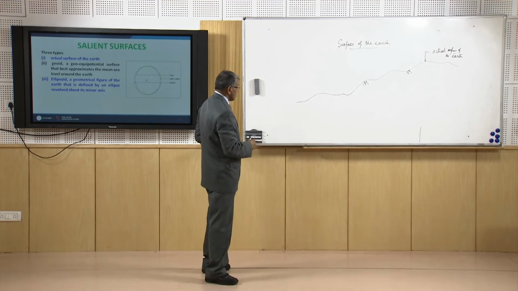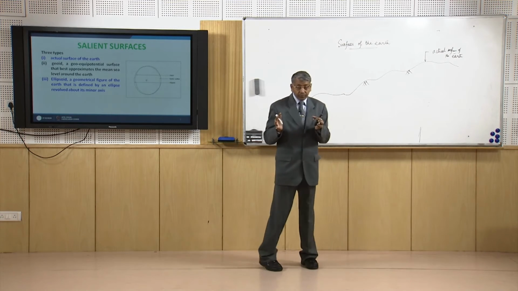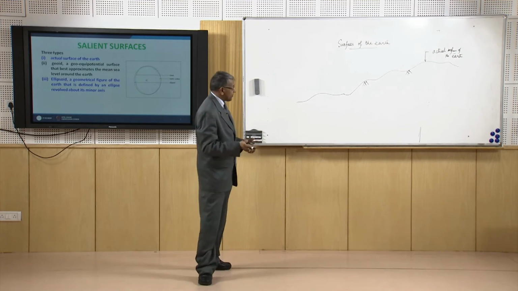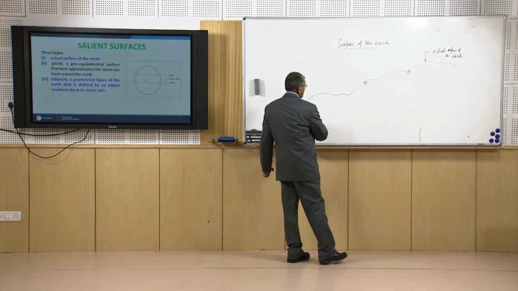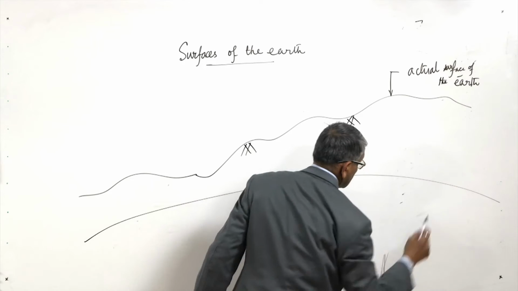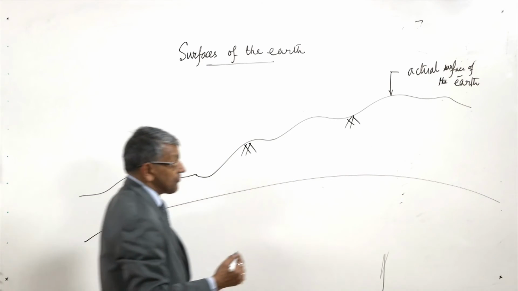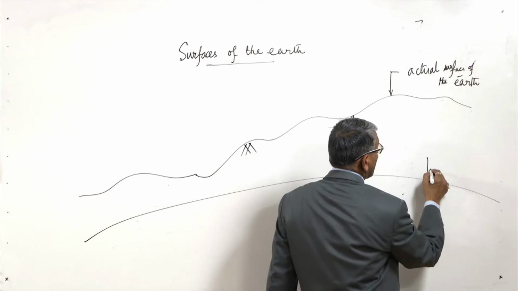Now as we know that the earth is a bit ellipsoid in shape, mathematically or geometrically the earth is defined as an ellipsoid surface.